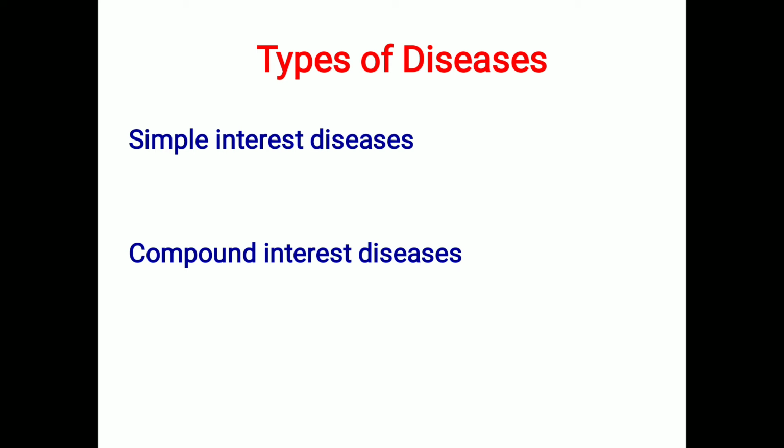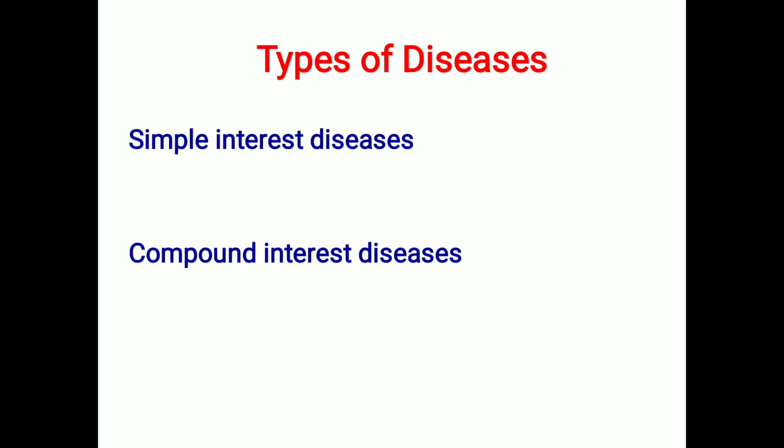So what is a simple interest disease? Those pathogens which complete only one life cycle in a single season are called simple interest diseases. In contrast, what is meant by a compound interest disease? Compound interest diseases are those where the pathogen completes several or many life cycles in one season.